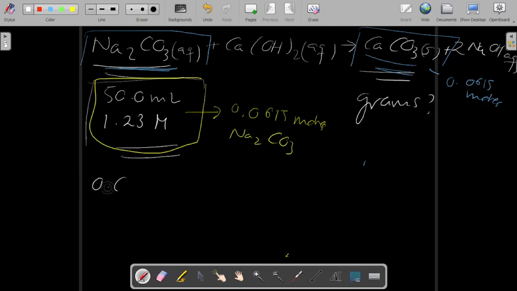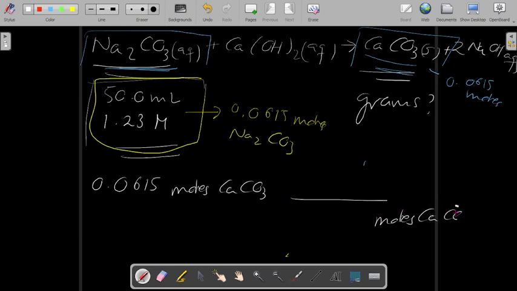So 0.0615 moles of the calcium carbonate. I don't want moles of calcium carbonate. What do I want? I want grams. So if you remember, if you start adding AMUs, atomic mass units, for each one of these items right here, and you call it grams, then you have 1 mole of that substance. Okay? 1 mole is 100.1 grams.